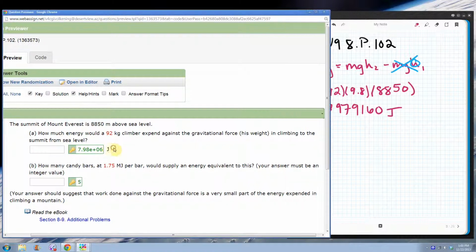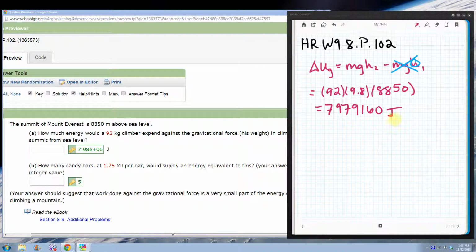Notice the key has that in scientific notation. So I'm just going to go ahead and switch that into scientific notation. Here's my decimal right there. To get into scientific notation, I've got to move it 1, 2, 3, 4, 5, 6 places. So what I get is 7 point, I don't want all these decimals, so I'm going to round it off at 7.98 times 10 to the 6th joules. Okay, and that's what they have.